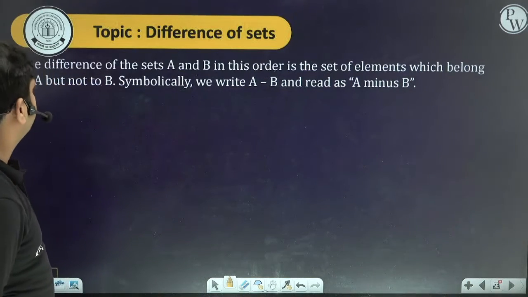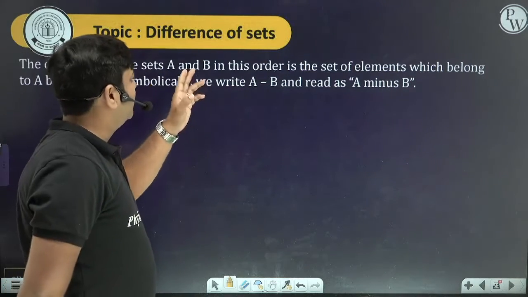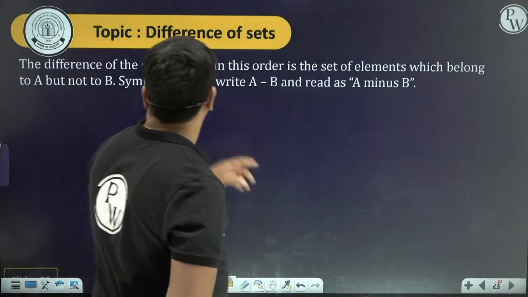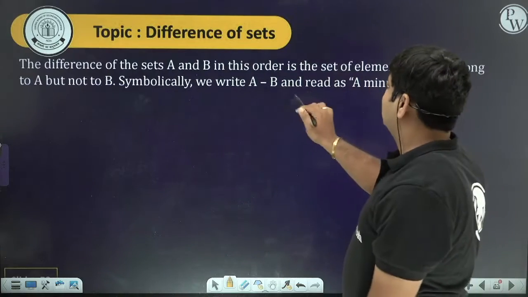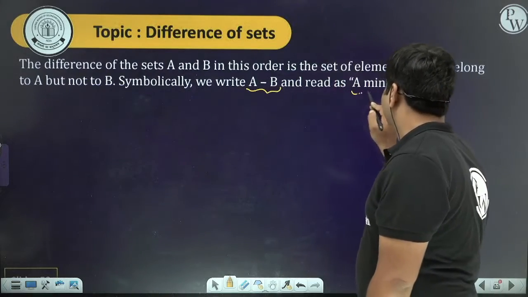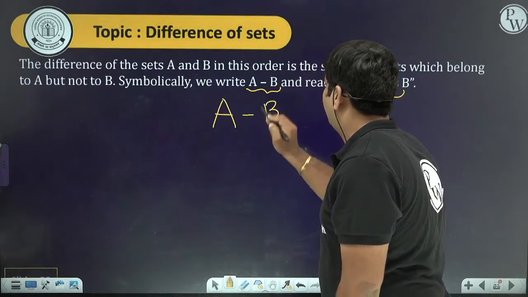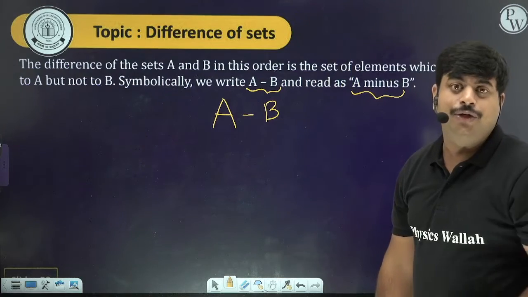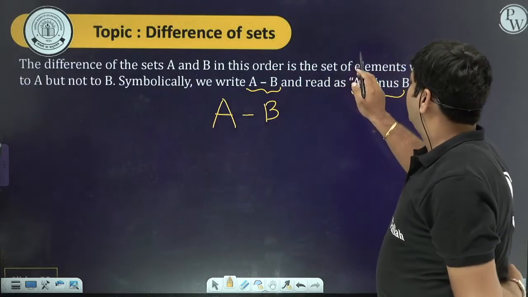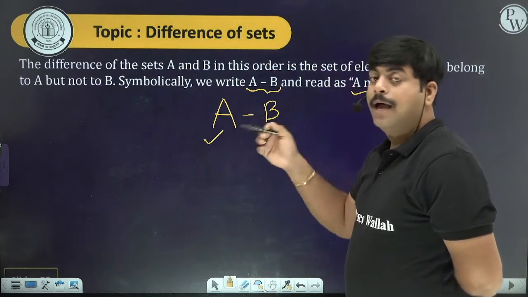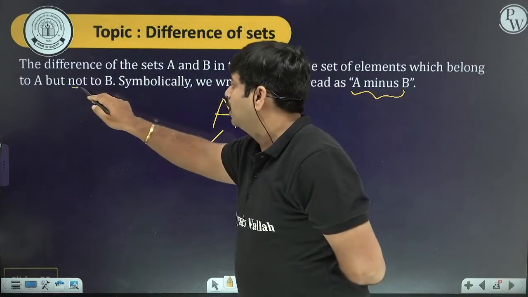Okay, no issues. So the next one is the difference of sets. The difference of sets A and B in this order is the set of elements which belong to A but not B. We write it as A minus B, we read it as A minus B. From A you need to delete the elements of B. So the difference of the sets A and B is we need to include all the elements which are there in A but which are not in B.